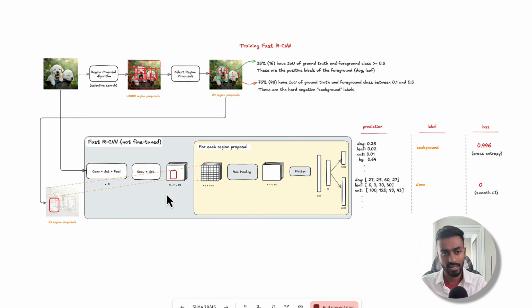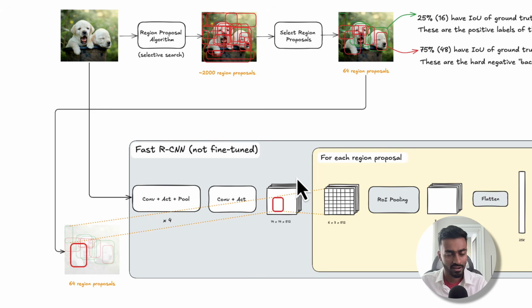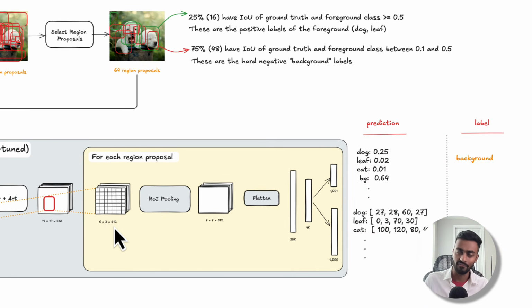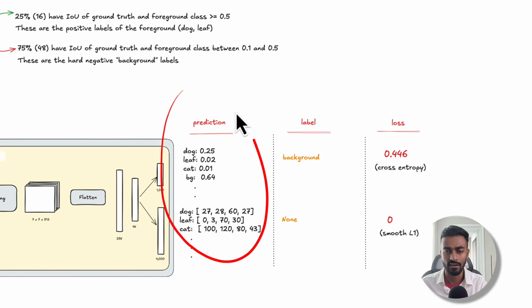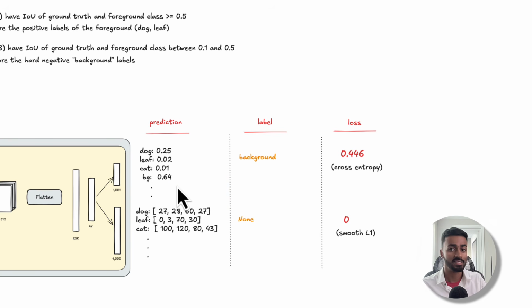Now let's say that we take this other one. This time it's red, so it's a negative label. That means it just represents our background of sorts. We'll project it onto the feature map space. Let's say it's 6 cross 3 cross 512, so it's a different size tensor. We then reshape it to be 7 cross 7, and then we flatten it and get the predictions over here. In this case, the background probability is, let's say, 0.64. The label is background, and hence the loss will be, let's say, 0.446. It's like negative log 0.64.